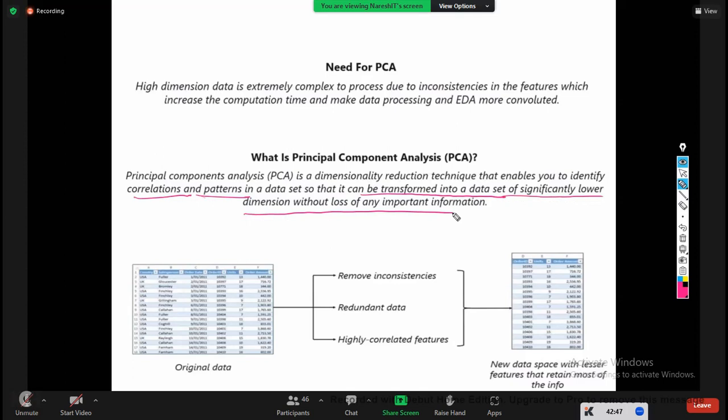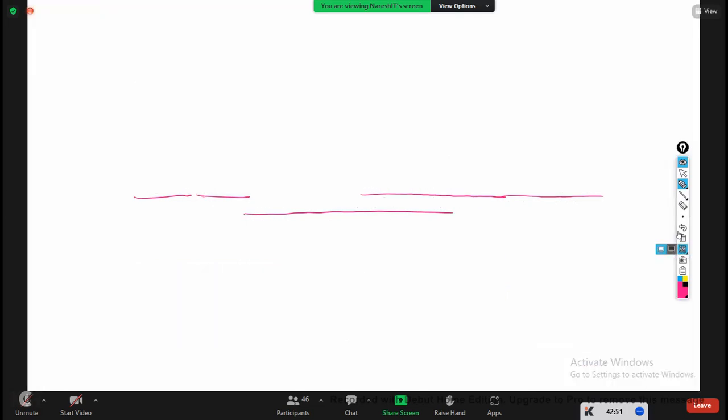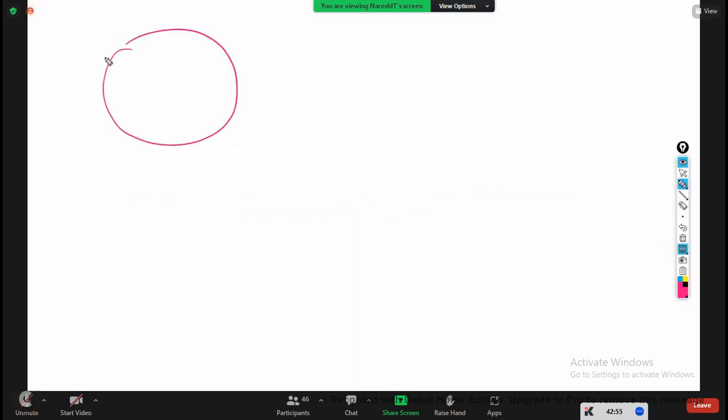Sir, what is the meaning of this and how is it different from feature selection? So let us understand with a small example. In a company, 10 people are working. Assume that this is your company. Take a small example. In your company, 10 people are working.